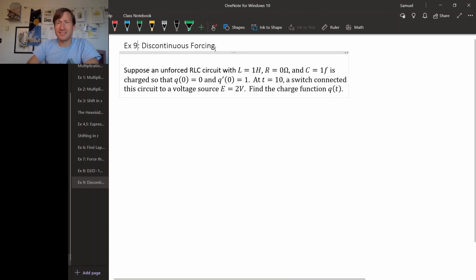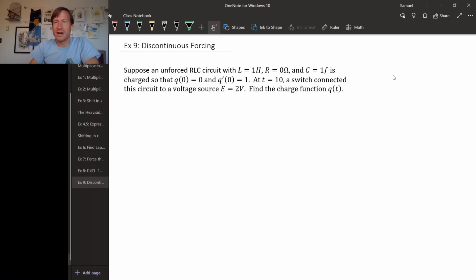Let's see how some of these shifting and exponential Laplace transform rules work out when we look at an example. Suppose we have an unforced resistor, inductor, capacitor circuit with these component values. There actually isn't a resistor, so zero resistance. The inductor is 1 Henry, which is pretty big, and the capacitor is 1 farad, which is quite big. I picked these values, of course, just to make the numbers nice.